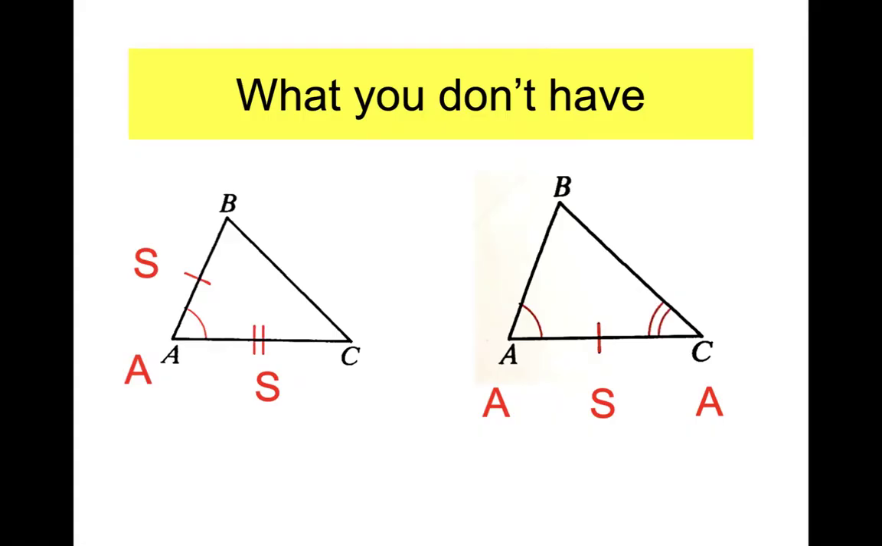The one on the left spells SAS, which we've got. It's one of our silver bullets. The right one says ASA. We've got that, that's one of our silver bullets. But both triangles have to say exactly the same thing.